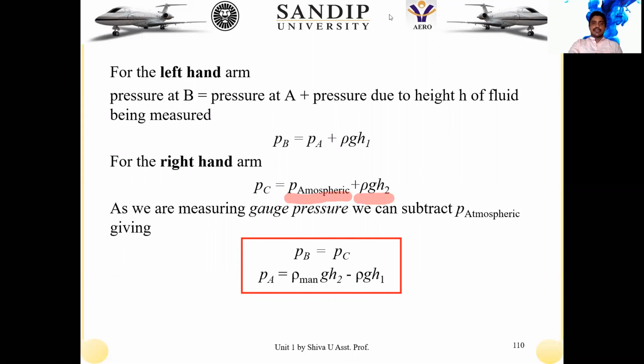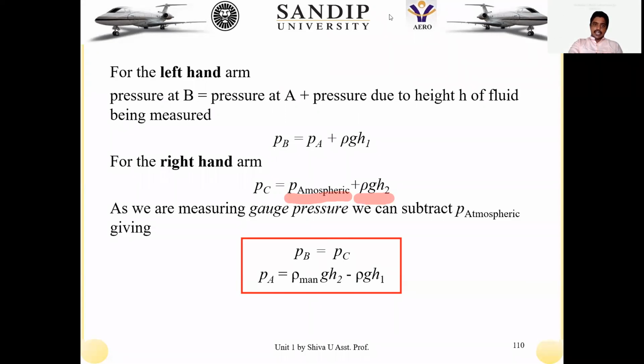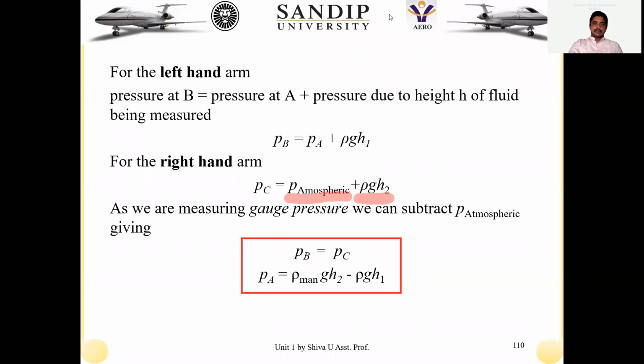So whatever answer we have obtained is the gauge pressure. If we are interested in finding out the absolute pressure, just add the atmospheric pressure to this equation. So that is rho manometric g H2 minus rho g H1 plus P atmospheric. Then it will become your absolute pressure at point A.